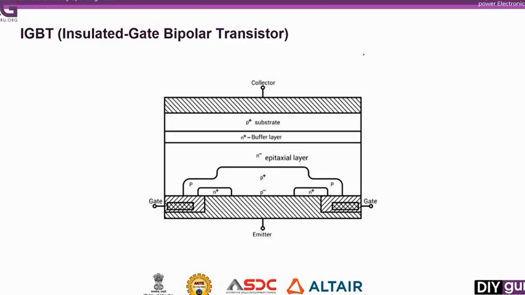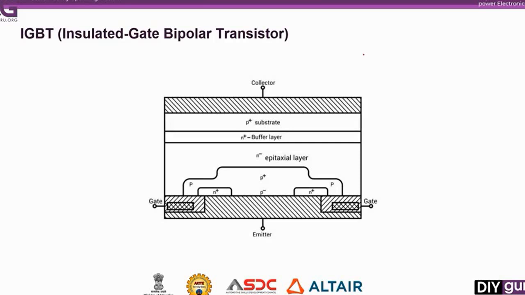Now the N channel IGBT turns on when the collector is at a positive potential with respect to the emitter, and the gate is also at a sufficiently positive potential with respect to the emitter. This condition leads to the formation of an inversion layer just below the gate, leading to channel formation, and a current begins to flow. This leads to a flow of current from the collector to the emitter.